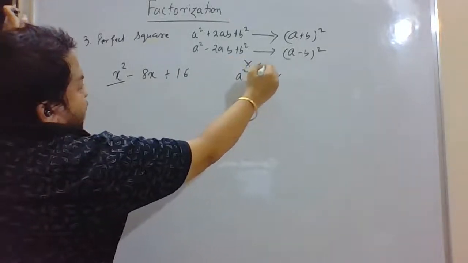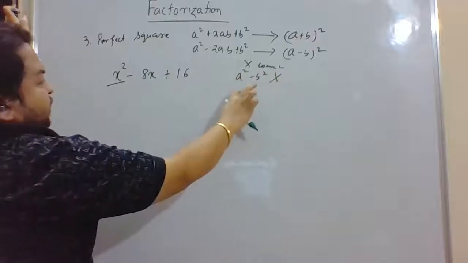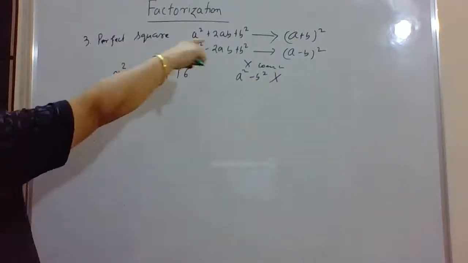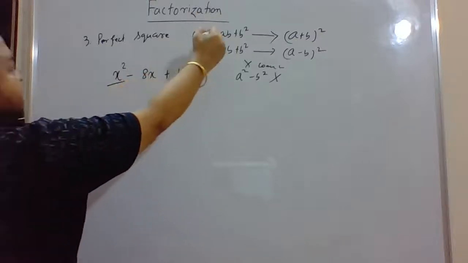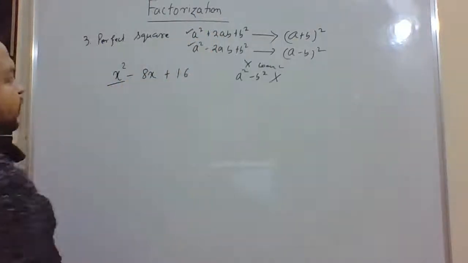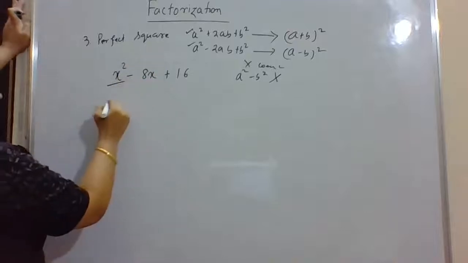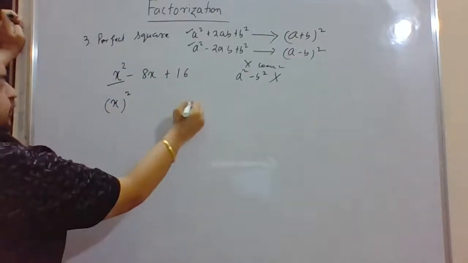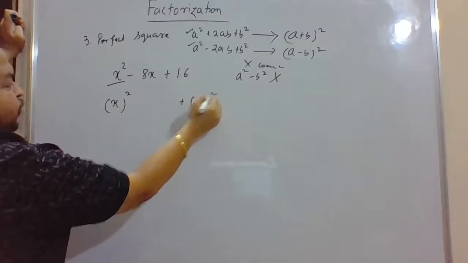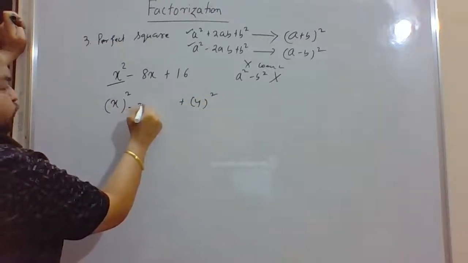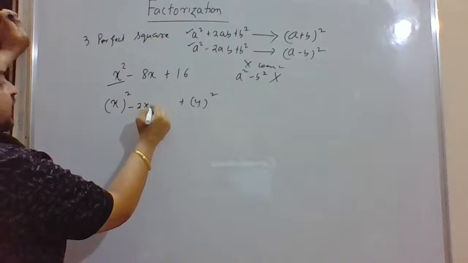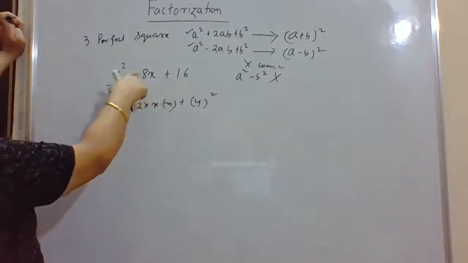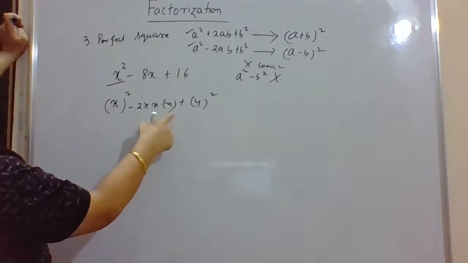So no common term, it's not in a square minus b square format. As there are three terms, let me see if it can fall in this format or this format. Okay, so quite easy. This is nothing but x square plus 4 square minus 2 into x into 4.